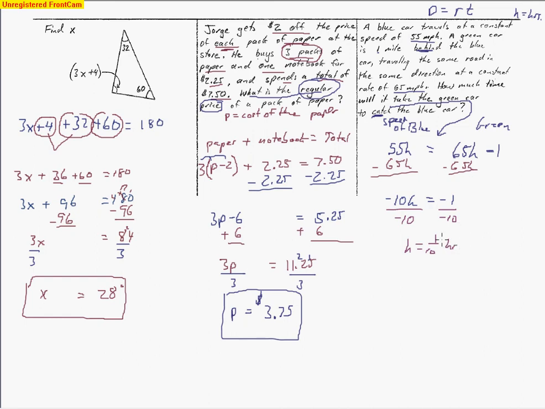Now, if I wanted to find out how many minutes that is, well, there's 60 minutes in 1 hour. So I could multiply by that 1/10 of an hour. Hours would cancel out. 10 goes into 60 6 times. So 6 minutes or 1/10 of an hour.